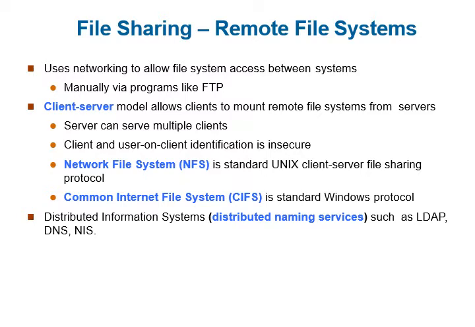On a Unix platform in general, it is called NFS, the network file system. It's a standard commonly used in Unix client-server file sharing. So this is one of the protocols used on a Unix platform. Similarly, on a Windows platform, we use the common internet file system, CIFS. In a distributed environment, that is in a DNS server, generally we name it the distributed information system. It uses protocols like LDAP, DNS, NIS, etc.